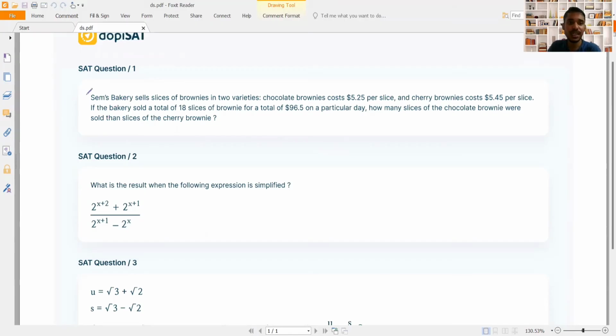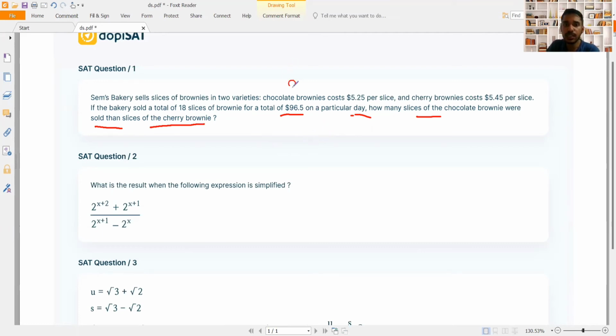So let's start. Our first problem says Sam's bakery sells slices of brownies in two varieties. Chocolate brownies cost $5.25 per slice and cherry brownies cost $5.45 per slice. If the bakery sold a total of 18 slices of brownie for a total of $96.5 on a particular day, how many slices of chocolate brownies were sold, and how many slices of cherry brownies? So we have two types of brownies, chocolate and cherry.